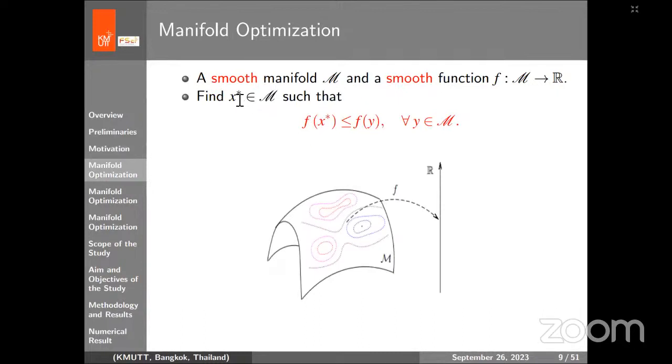Here, the minimizer is not on Euclidean spaces, but rather on the manifold M, which is smooth. In order to optimize a given objective, the function we are optimizing is required to fulfill this condition.